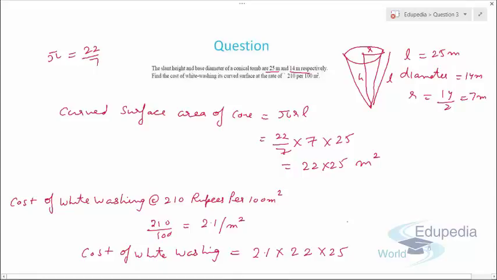So let's see what the answer comes out to be. Now we need to do 22 times 25 times 2.1. So this will be 1155 rupees, right? So this is how we can use the concepts of cone, surface area of cone, to solve various types of questions, which are very important from the exam point of view.